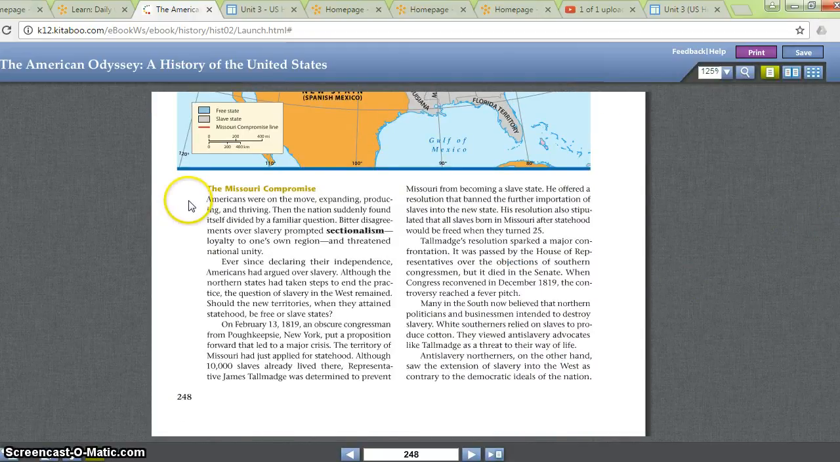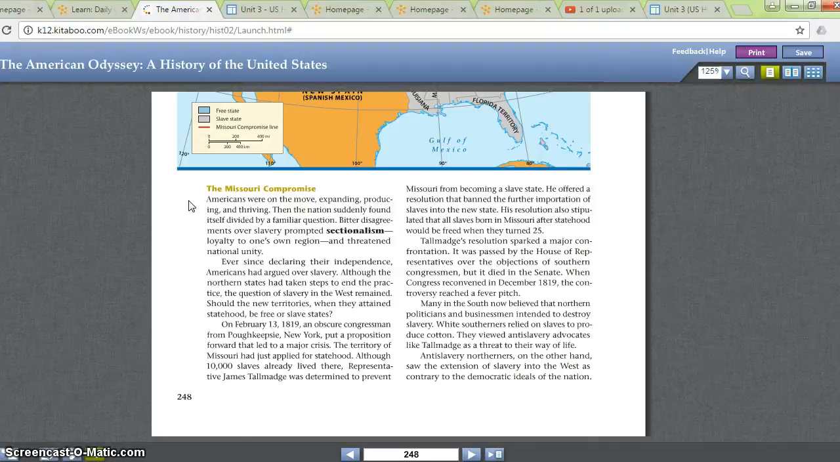The Missouri Compromise. Americans were on the move, expanding, producing, and thriving. Then the nation suddenly found itself divided by a familiar question. Bitter disagreements over slavery prompted sectionalism, loyalty to one's own region, and threatened national unity.